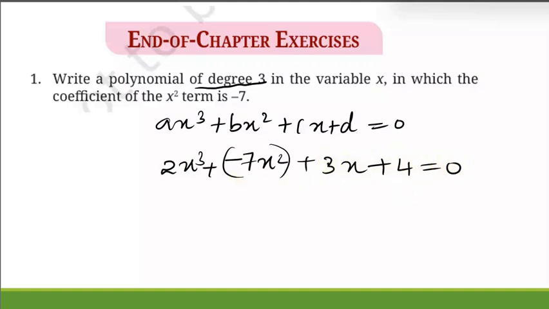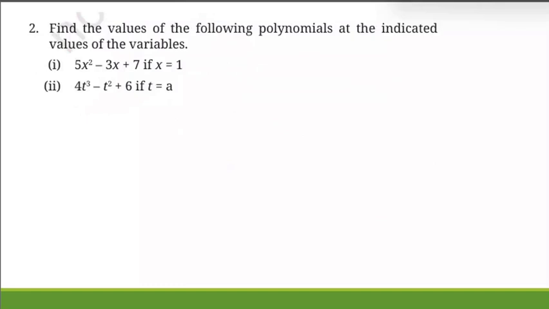The only condition you have to be careful about is that minus 7 should be the coefficient of x square, and make sure that the coefficient of x cube is not 0, because if it becomes 0 it will be a polynomial of degree 2 only. Okay, so make sure a is not equal to 0 and the x square coefficient is negative 7. Okay, now we will move to the second question.